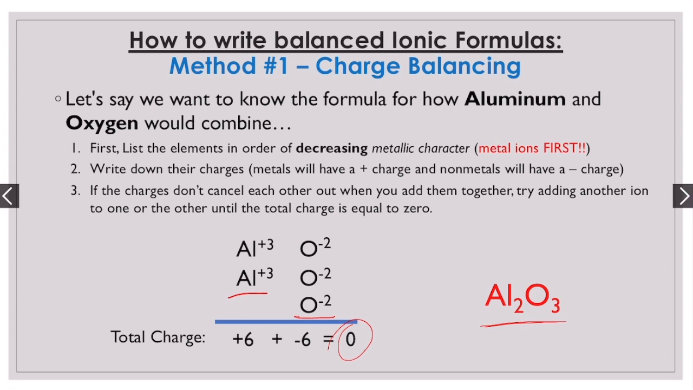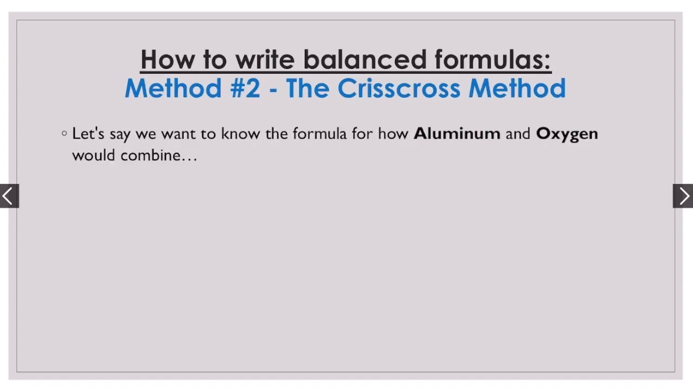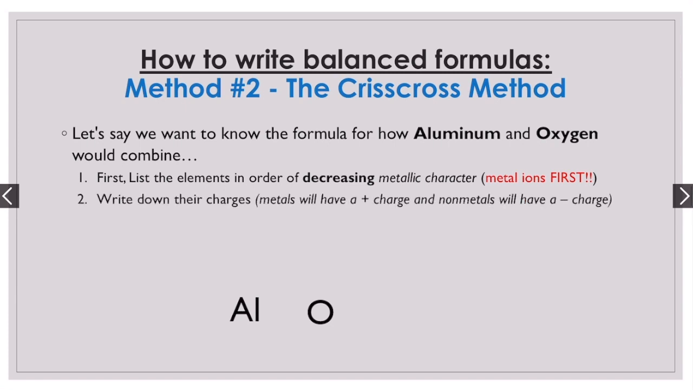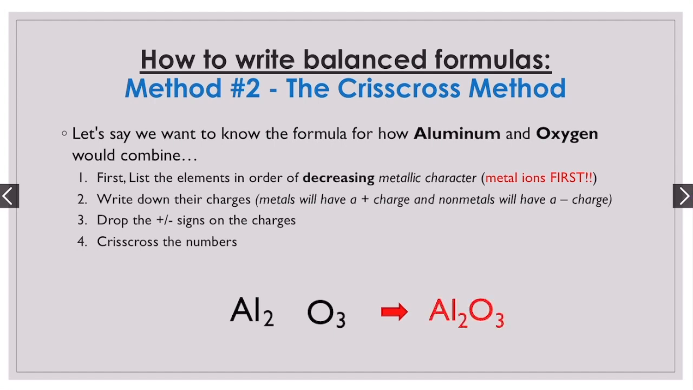All right, so now let's take a look at the quick and easy way to do this. So here's method 2. It's called the crisscross method, and sometimes I like to call this magic because it kind of feels like magic. But let's say, again, we want to know the formula for how aluminum and oxygen are going to combine. What I'm going to do first is list the elements in order of decreasing metallic character. Then I'm going to include their charges. And the next thing is I'm going to drop the signs. So I'm going to take away the positive and negative sign. And then I'm going to crisscross the numbers. What this means is that I'm going to literally crisscross these numbers, kind of switch partners, and make them subscripts, okay? And this is telling me here's my formula, Al2O3. It's the same formula we got on the previous page.